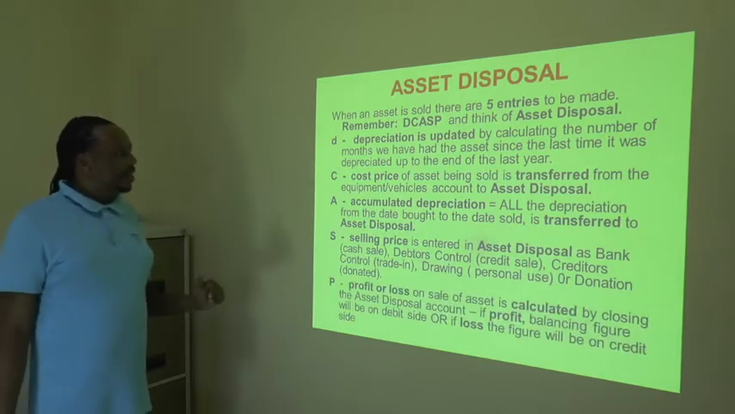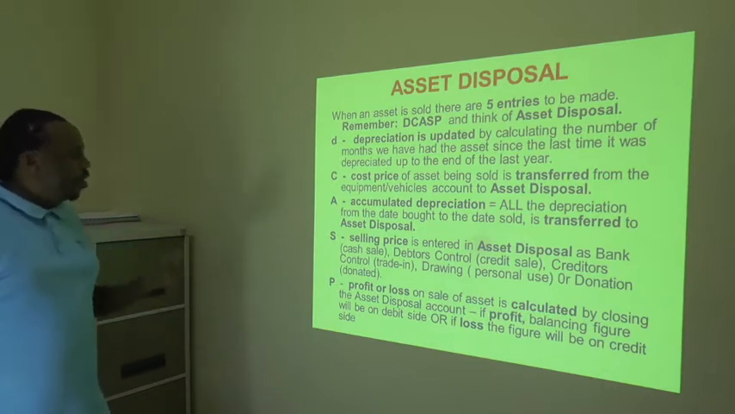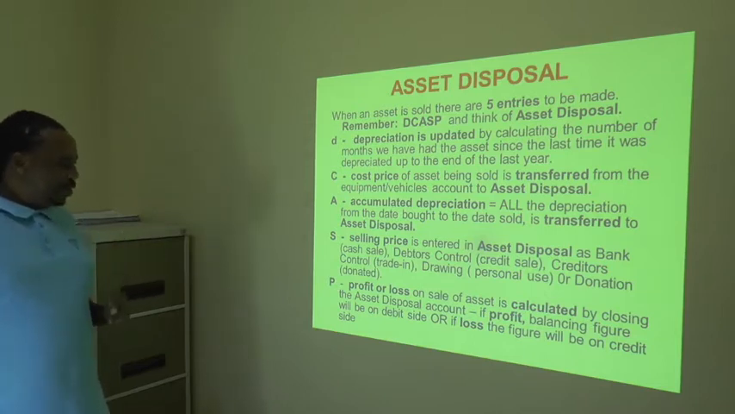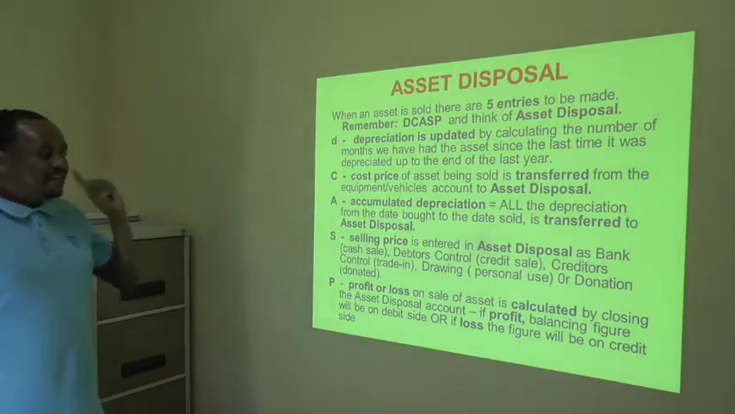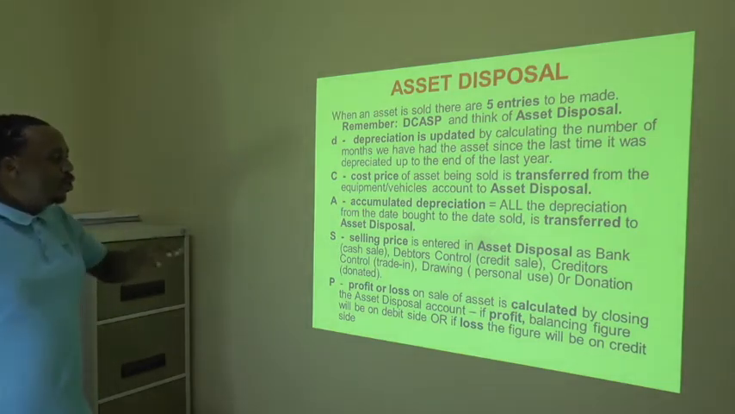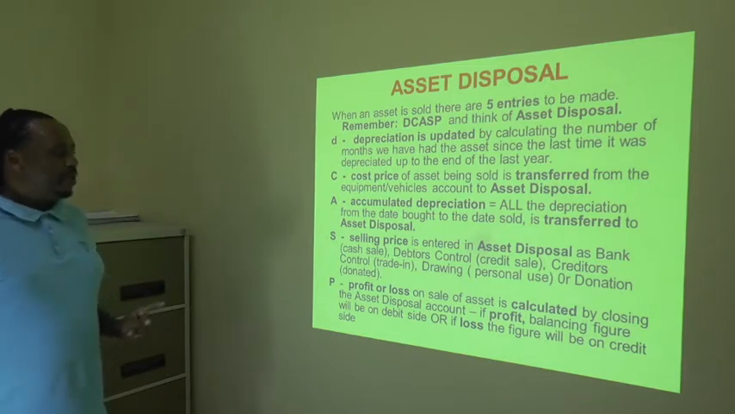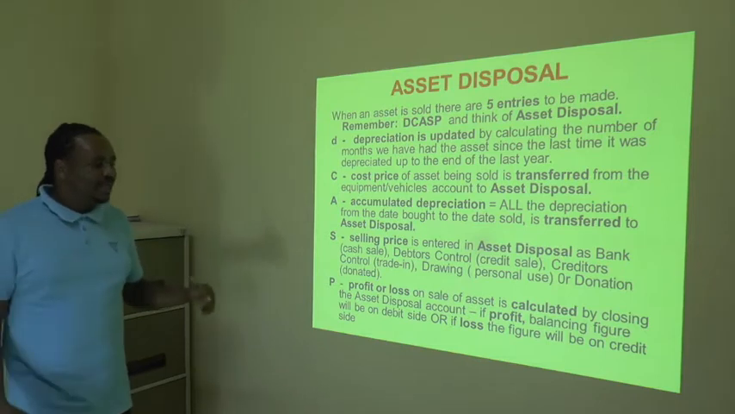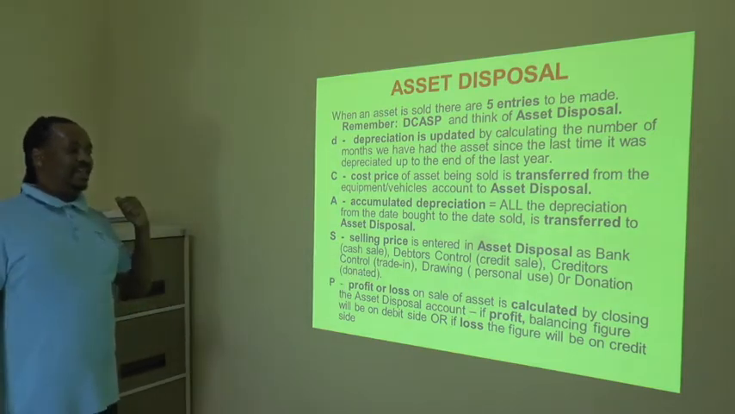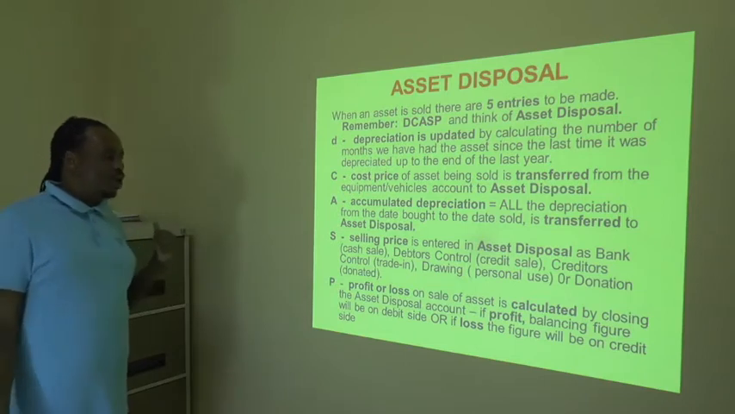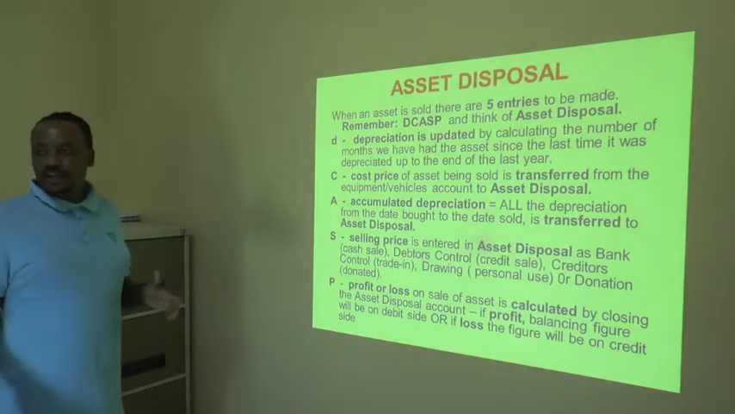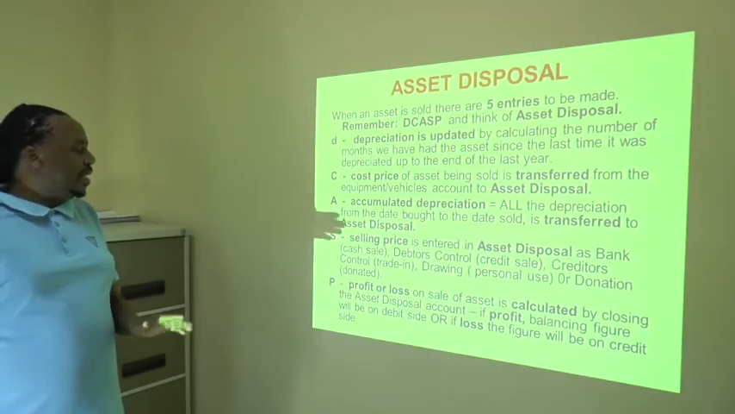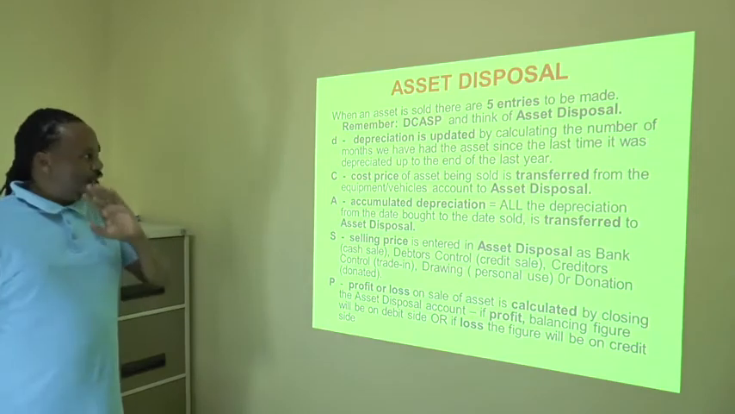And P, the last one. P for profit or loss on sale of an asset is calculated by closing the asset disposal account. If profit, the balance figure will be on the debit side, or if loss, the figure will be on the credit side. So you must know that there will be a profit if the balance figure is on the debit side of your asset disposal. If the balance figure is on the credit side of the asset disposal, that means that asset is disposed of at a loss.